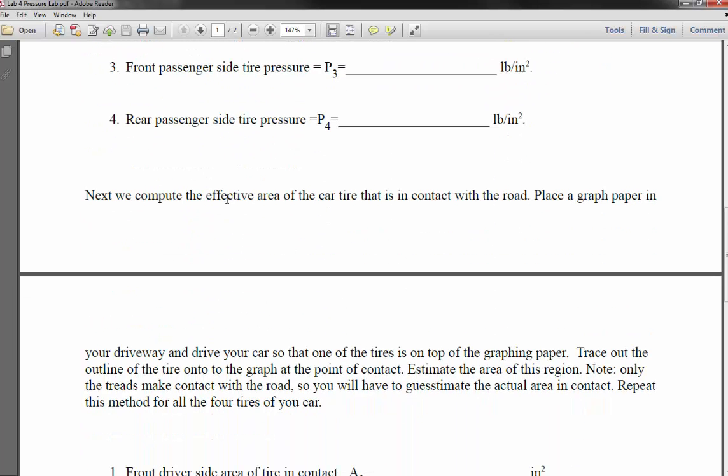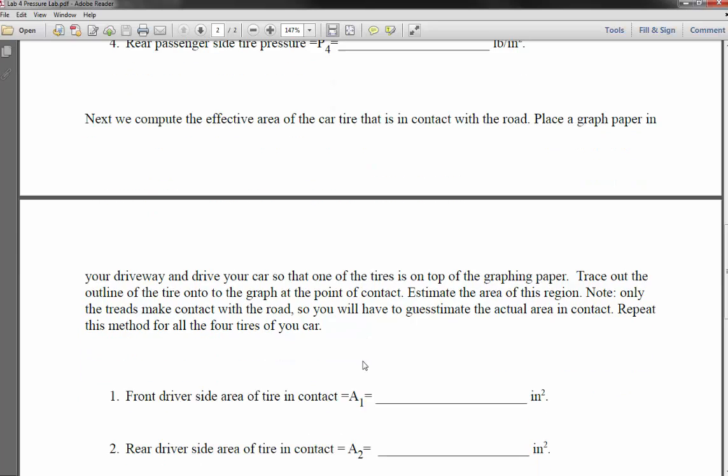Then you have to measure the effective area of your tire that's in contact with the road. So you can use a piece of graph paper to estimate this. And basically you're going to trace out the outline of your tire onto the graph paper and try to estimate the area of this region of the graph paper. It's worth noting that your tire actually has treads, so you're going to have to make some estimation here as to how much actually is in contact with the road, because the area of the tread that's actually touching the road is the part that actually matters.